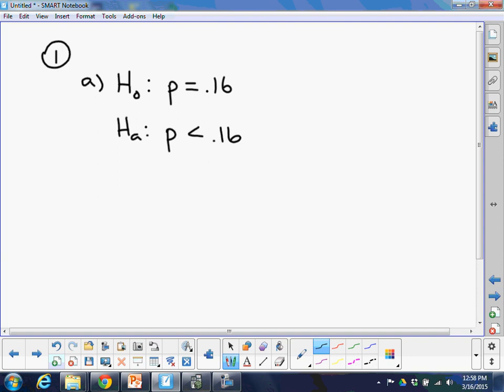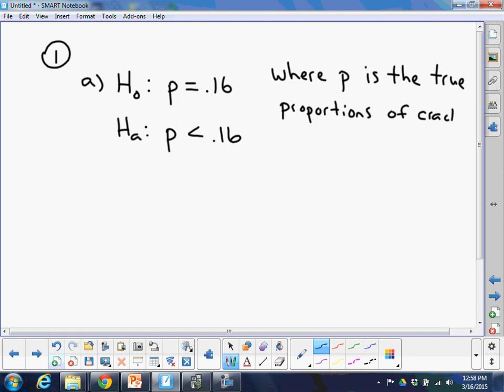Okay, so the alternative would have a less than, a greater than, or a not equal. In this case, they specified they want it to be fewer. So p is less than 0.16. And make sure we define what we are talking about here. p is the true proportion of boards with a crack, or of cracked boards. Okay, so true proportion.